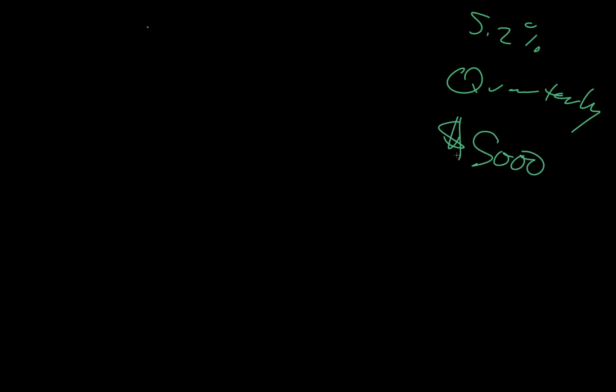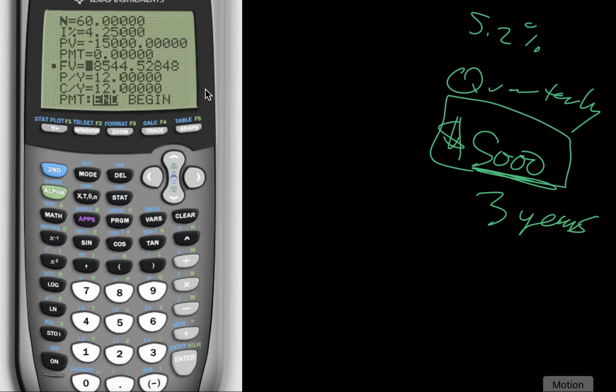Moving on to example 19. Helena is investing money in a term deposit paying 5.2%, and it's compounded quarterly. How much does she need to deposit now in order to collect $5,000 at the end of 3 years? Okay, so this is a final amount now. So this is a slightly different problem.